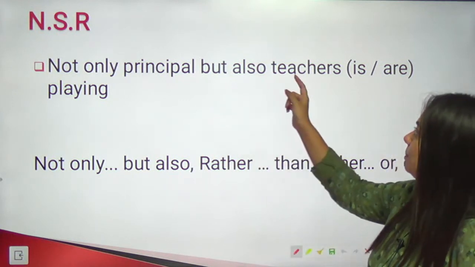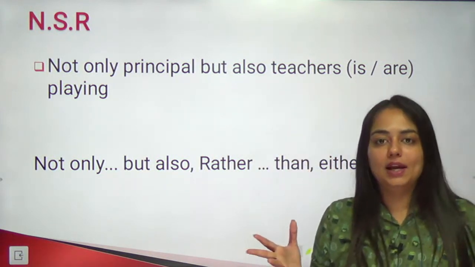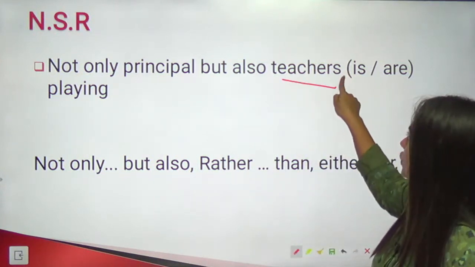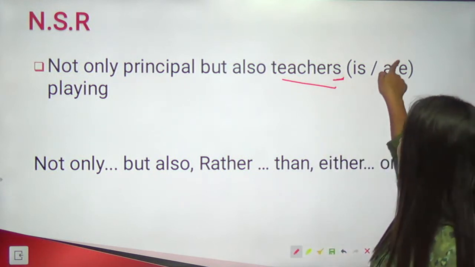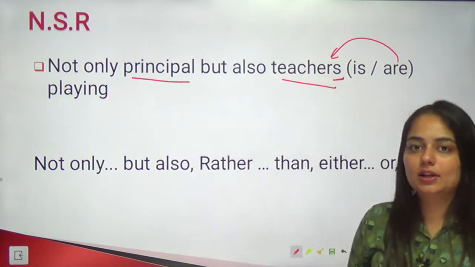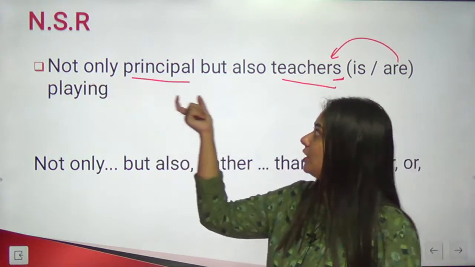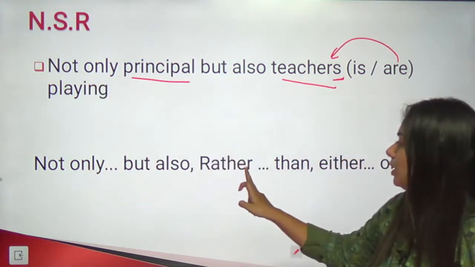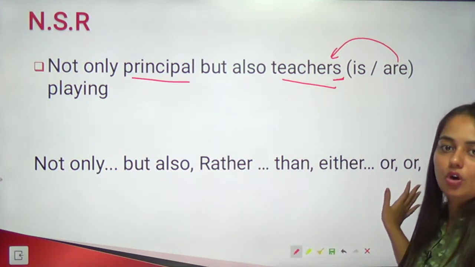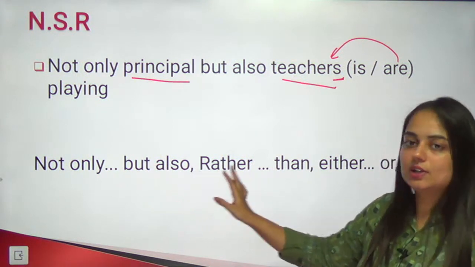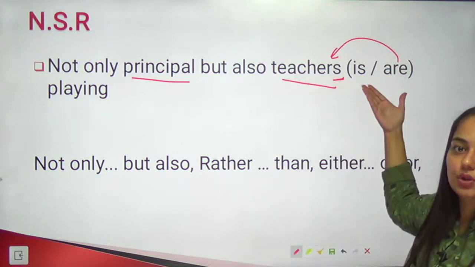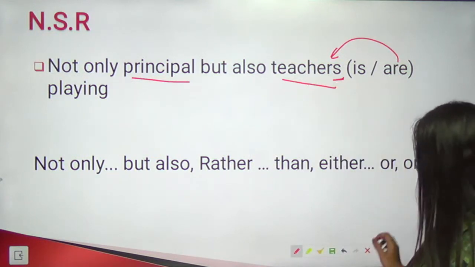Okay, this one, near subject rule. Not only principal but also teachers is or are playing. Now in this case you will consider the near subject, which is teachers, which is plural. So it will be "are". Why did we consider the near subject and not the far subject? Because now the words have changed: not only but also, rather than, either or, or simply this word "or". When you have any of these words joining two subjects, you will consider the near subject, the subject near to the verb. I hope this concept is clear to everyone.